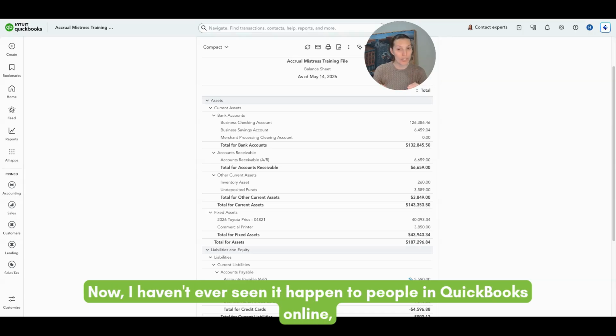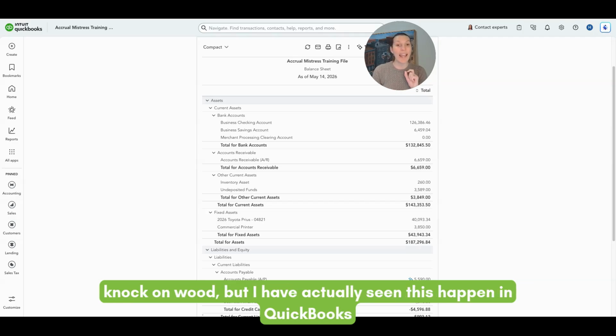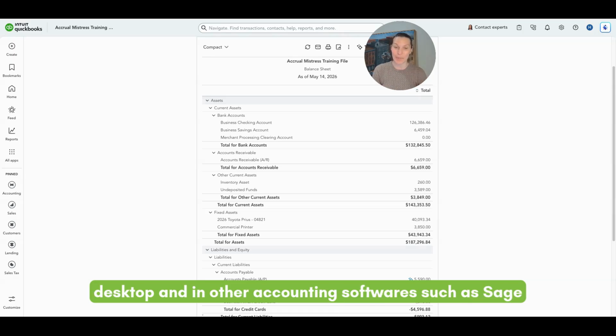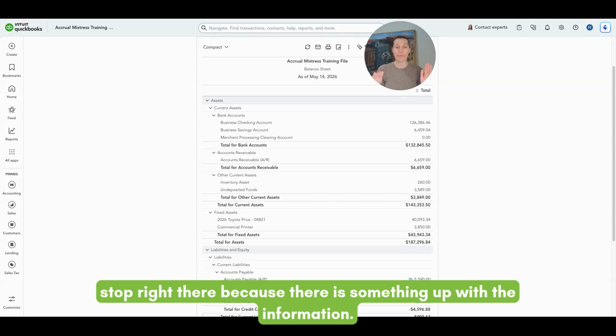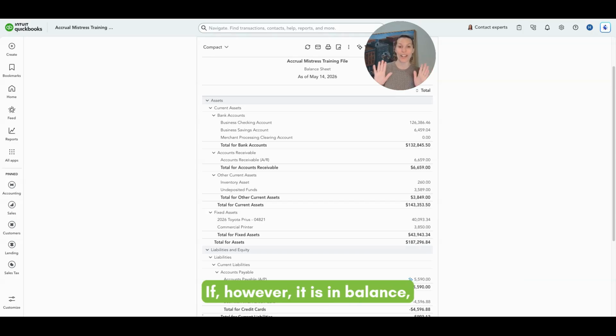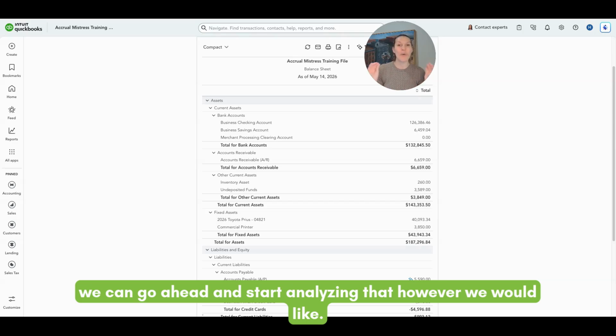Now, I haven't ever seen it happen to people in QuickBooks Online, knock on wood, but I have actually seen this happen in QuickBooks Desktop and in other accounting software such as Sage or anything like that. Okay, it can happen. So if your balance sheet is out of balance, stop right there because there is something up with the information. If, however, it is in balance, we can go ahead and start analyzing that however we would like.